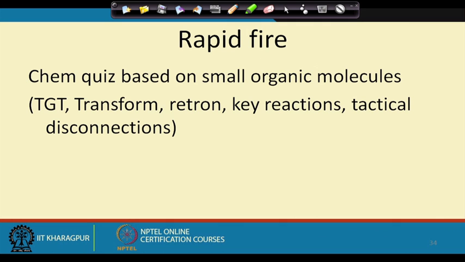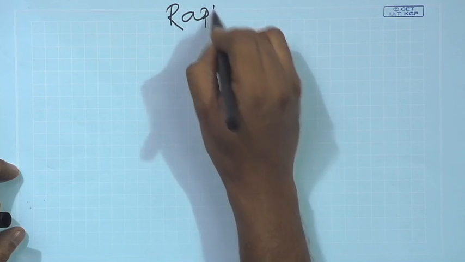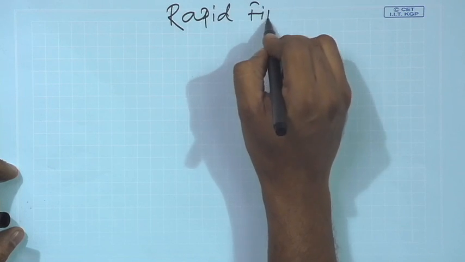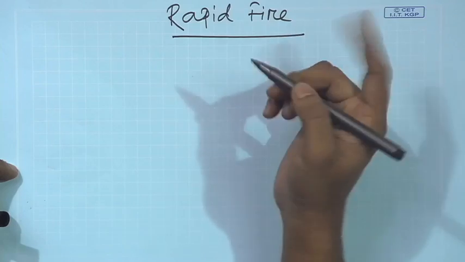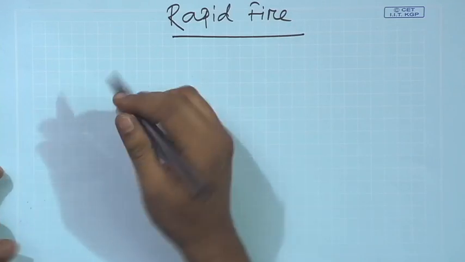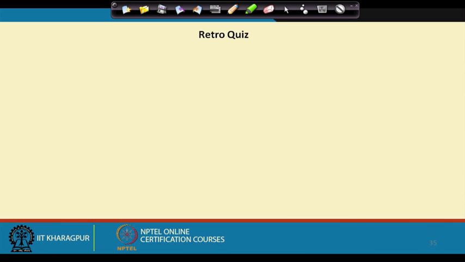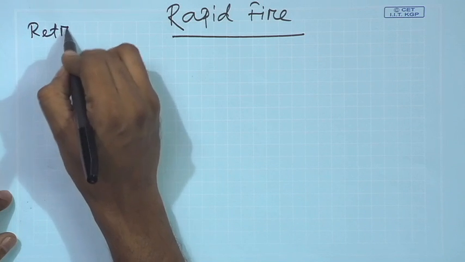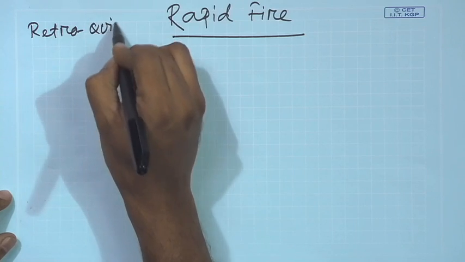So, welcome back students. As we continued throughout our discussion, today we will be trying to do a rapid fire round to test your knowledge. This rapid fire round is based on some chemical quizzes, and it is based on small organic molecules and how you can solve those transformations. I gave them the name retro quiz.